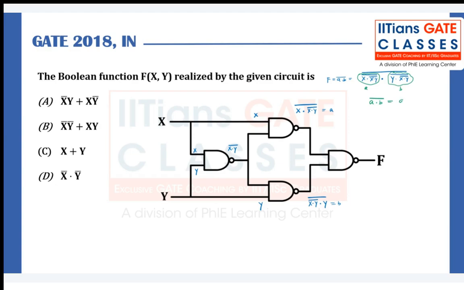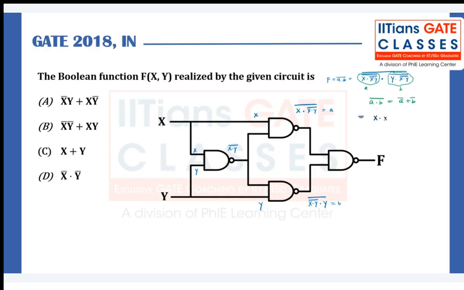If A dot B complete bar is there, can I write this as A bar plus B bar? Under what condition? What is the theorem? Is the theorem De Morgan's theorem, right? So A dot B bar is equal to A bar plus B bar. The bar will be split and dot will be converted to plus, and plus will be converted to dot.